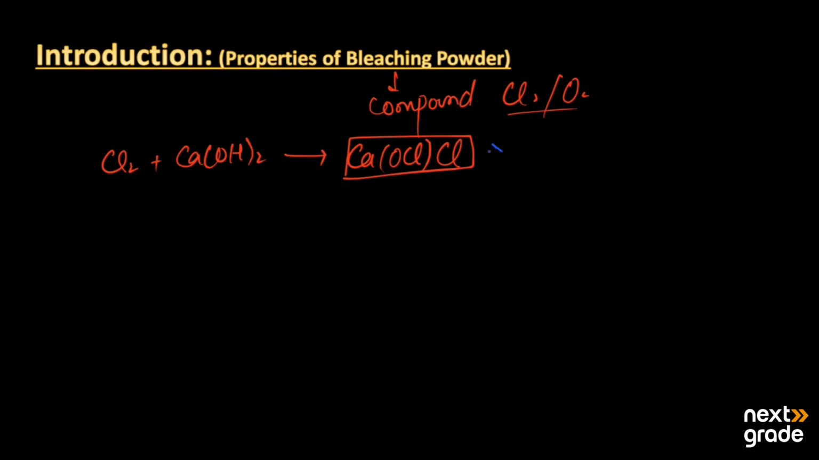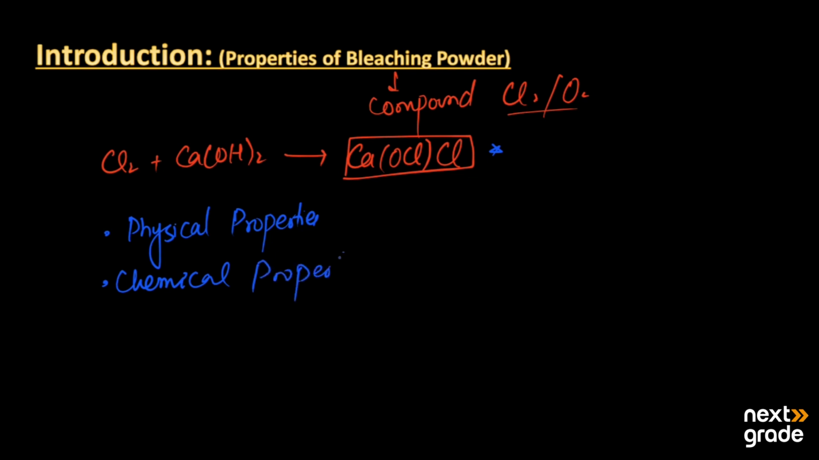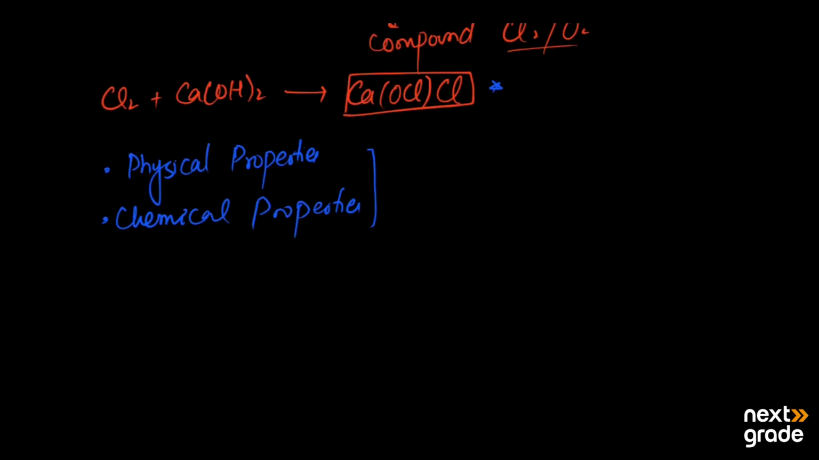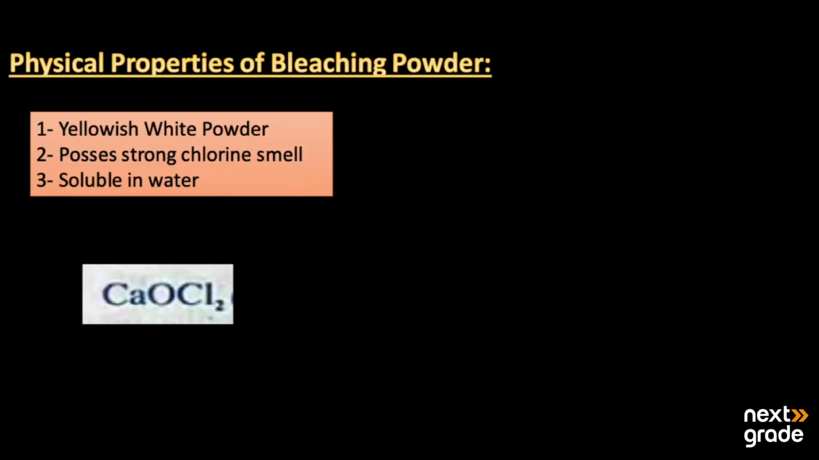When we talk about any chemical compound, it has two types of properties. Number one, its physical properties. Along with that, it has some chemical properties. Both properties are very important to discuss before the use of any type of compound. So let's start with its properties. First of all, we will have its physical properties.